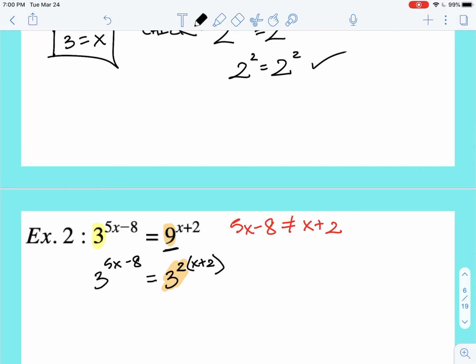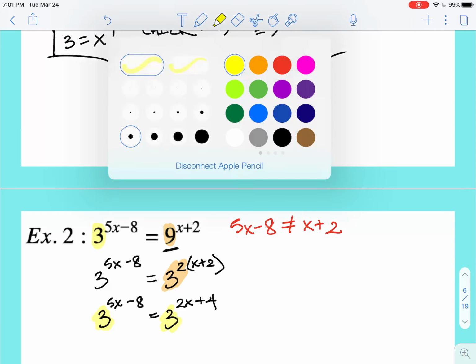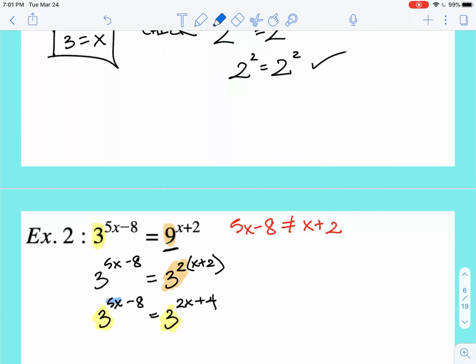All right, now let me clean that up a little bit. We've got 3 to the 5x minus 8 equals 3 to the 2x plus 4. Now we've made it so that the bases are the same. We've got a 3 on this side, we've got a 3 on this side, which means that we can go ahead and set the exponents equal to each other. So 5x minus 8 is going to equal 2x plus 4.